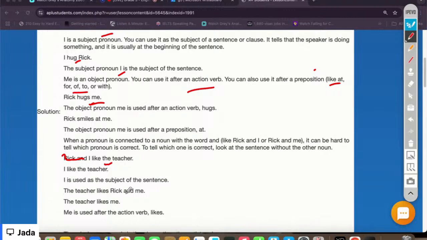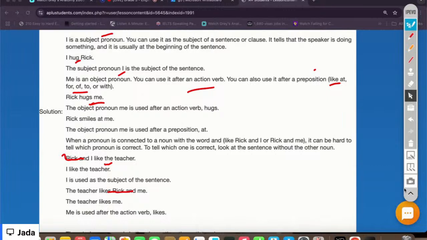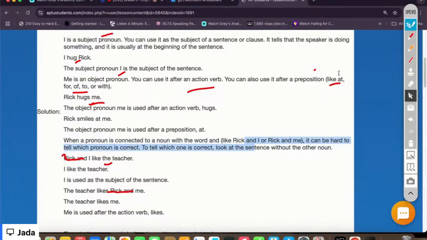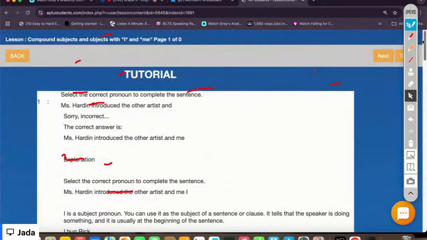And if you say the teacher likes Rick and me, what will that be? You remove Rick and it will be the teacher likes me. So me is used after the action verb likes. That's how you can differentiate it in case you come across a pronoun and a noun together. You have to make sure that you look at the sentence without the noun. Okay, so let's move on to some examples.